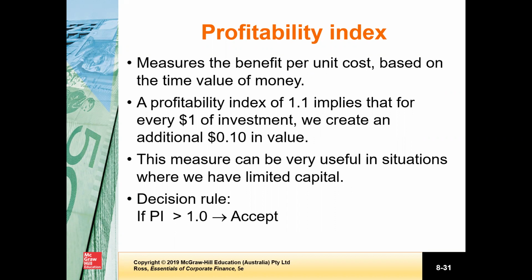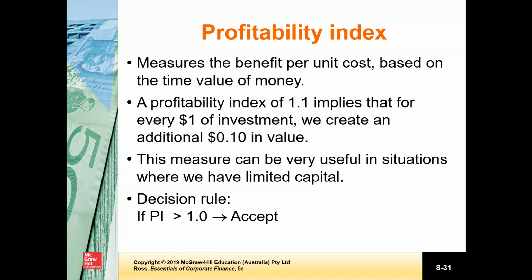This index is defined as the present value of future cash flows divided by initial investment. Okay, so if a project cost is $200, for example, the present value of its future cash flow is $220. So profitability index will be 220 divided by 200, which is 1.1. Okay, so notice that the NPV for this investment is $20. So it is a desirable investment.